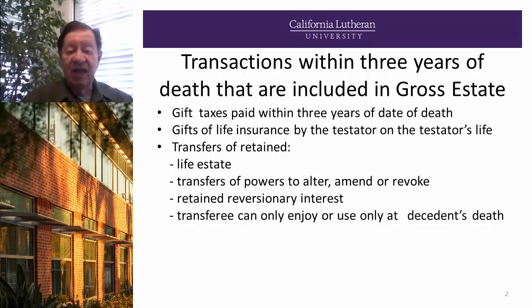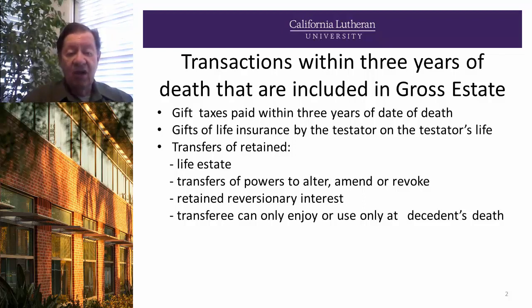Gifts of life insurance by the testator on the testator's life. Now that gets confusing for people because people just assume any life insurance policy gifted within 3 years of death, and that's not true. It's only those policies on the testator's life that have been gifted by the testator. And I'm not sure how to get the point across on that. I find every class I teach, there's a number of students who never seem to get the concept. They either want to tax all life insurance as transferred by the testator, or they ignore it completely.